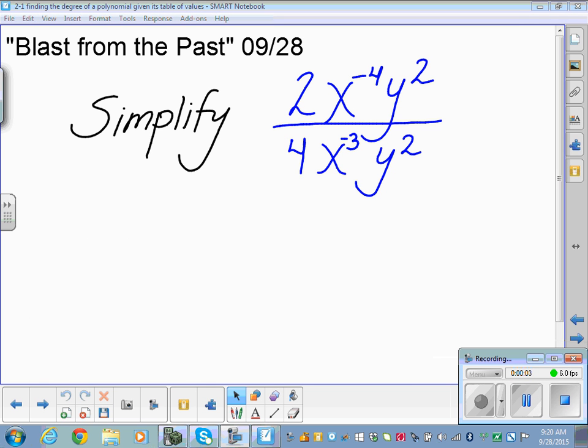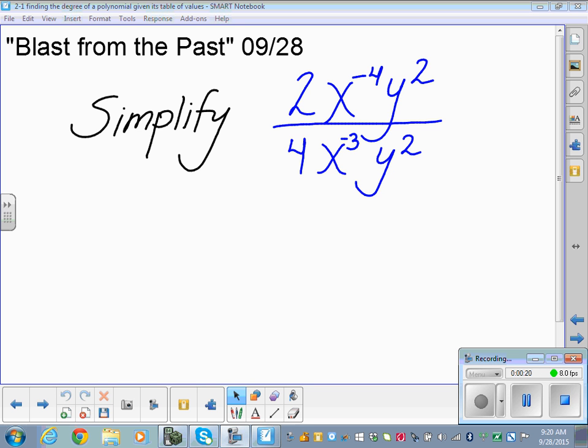So we're going to simplify this. We have 2x to the negative fourth y squared on top of our fraction, divided by 4x to the negative 3 y squared. Now these are properties of exponents. We've got to get these down. So we sing our song.